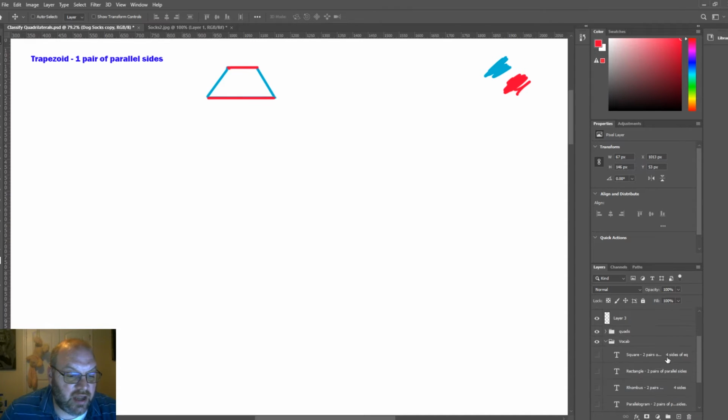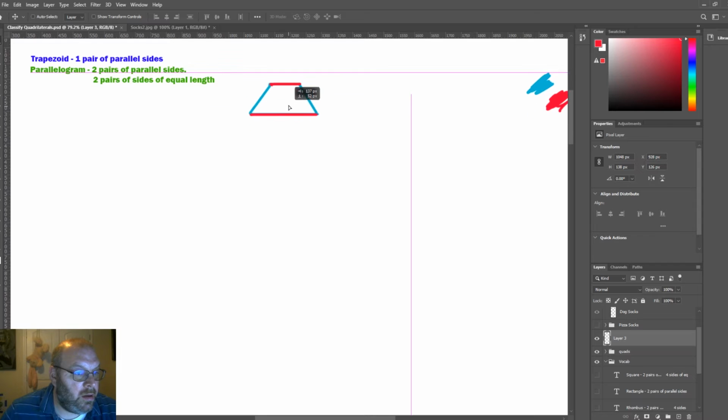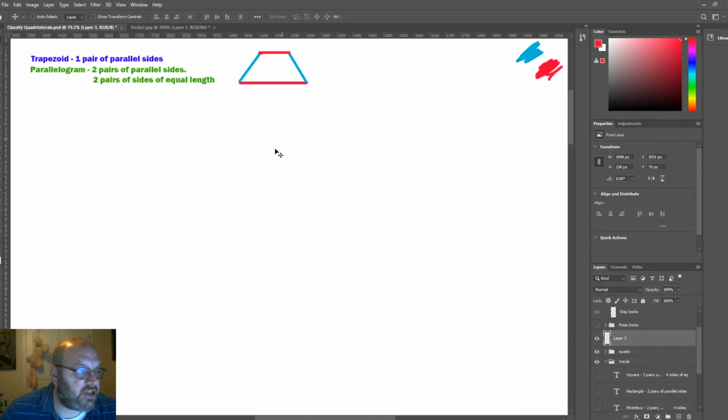Good. Let's look at parallelogram now. Okay? Move that over a little bit. That's trapezoid. So a parallelogram is two pairs of parallel sides, two pairs of sides of equal length. All right? So this is how most parallelograms are shown.